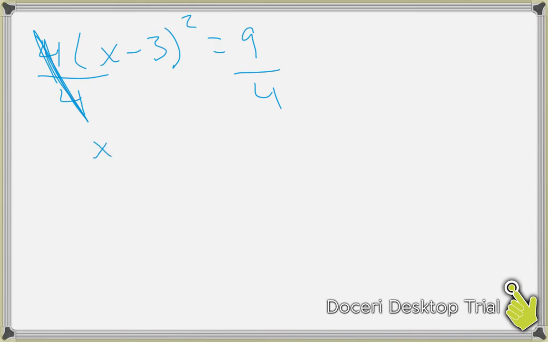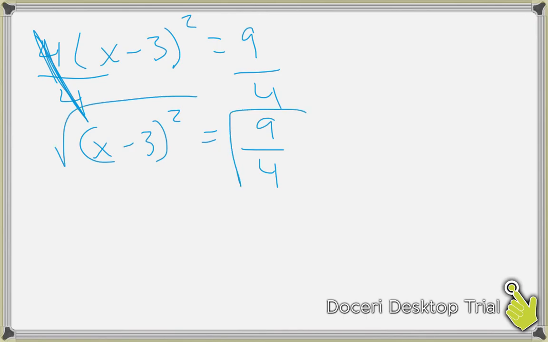And hopefully you guys have been doing enough work with perfect squares that you can recognize that 9 and 4 are both perfect squares right away. So now if we take the square root of both sides, yes, this side cancels, which leaves me with x minus 3. But on the right side, I can do the square root on top and square root on bottom. Right? The square root on top is 3. The square root on bottom is 2. So that's going to give me a positive and negative 3 halves.